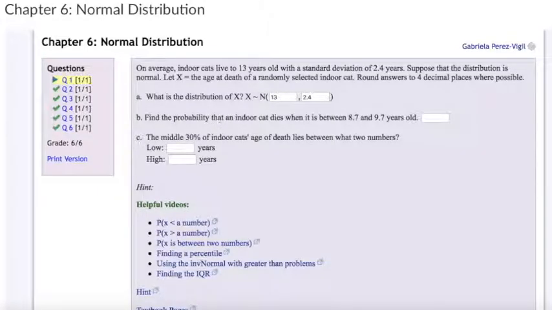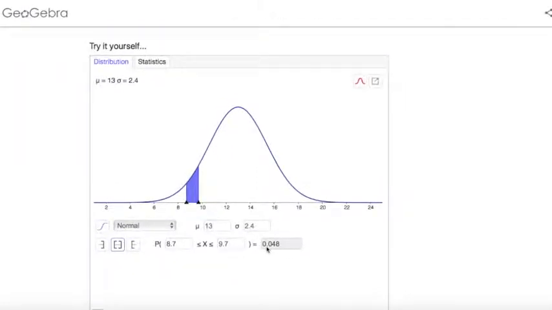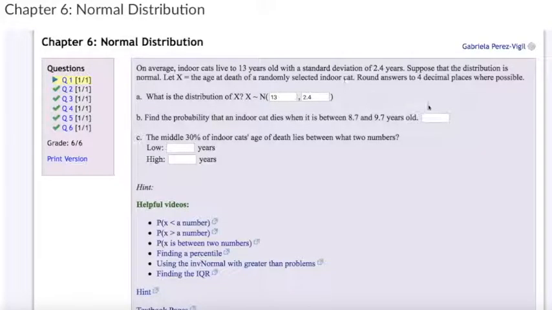So in this problem, it states that they want to find the probability that it's in between 8.7 and 9.7, so you would be using this part right here. So 8.7, 9.7, and press enter, because notice how your answer changed right there, and it told me that the probability between those two x's on there is 0.048.